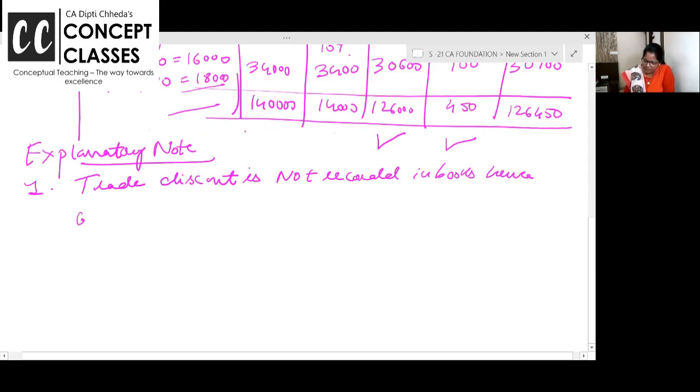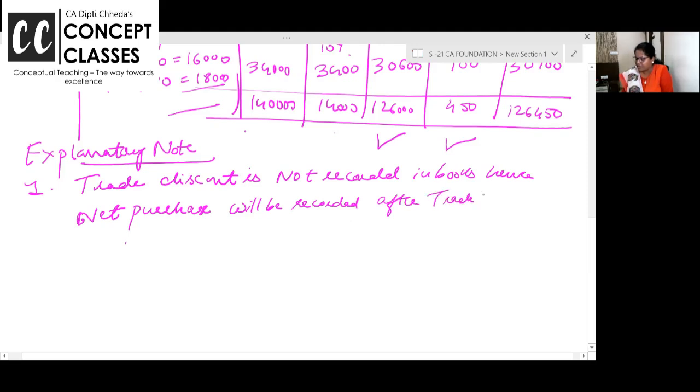Hence, net purchases will be recorded after trade discount. I hope you are getting what I am making you write. Trade discount is not a part of books, hence net purchases after the discount are only recorded.